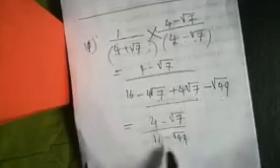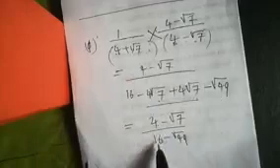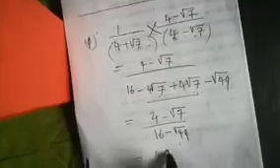Here they have subtracted each other, so we bring this down, they remain this one. So this one is a perfect square. It will be 4 minus root 7 over 16 minus 7, that's 9. That's the answer for that one.